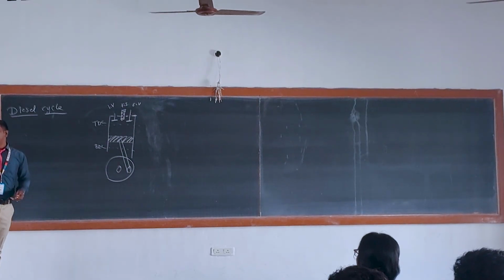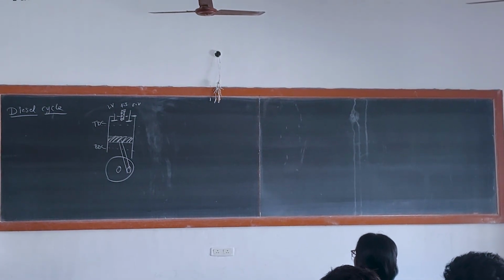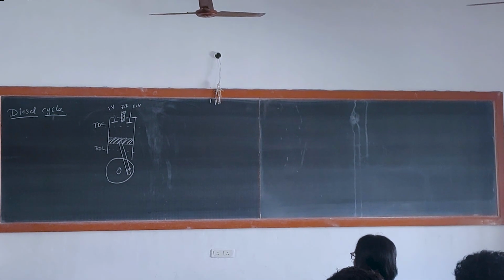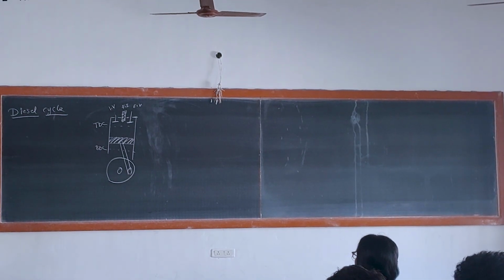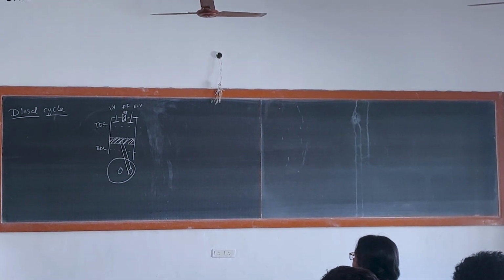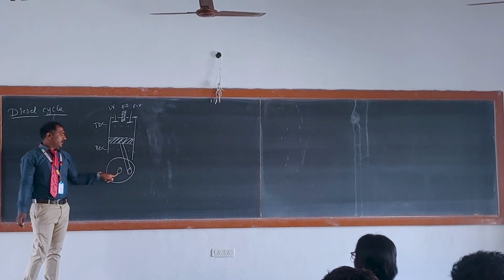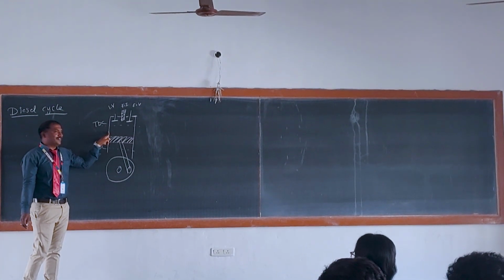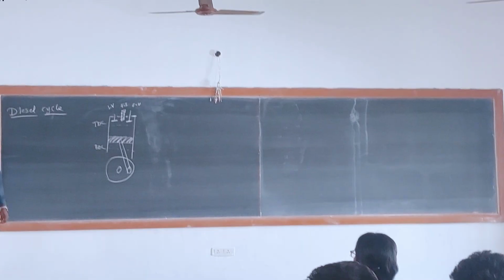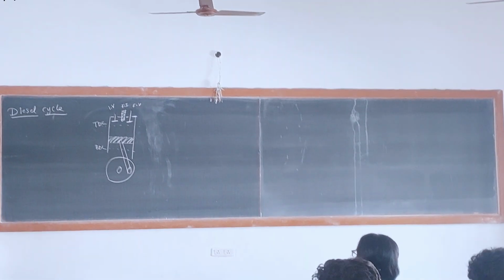What is IV? Inlet valve. FI is the fuel injector. EV is the exhaust valve. This one, this one, this one, this one. That's it. First we have to draw the PV diagram.